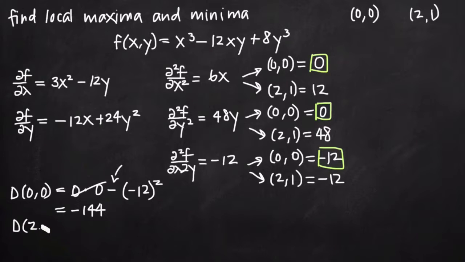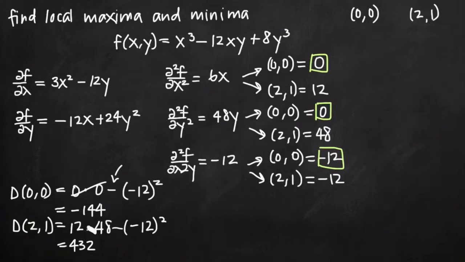D of the critical point 2, 1 is going to give us, here we take 12, we multiply it by 48, and then we subtract quantity, negative 12 squared. So we just plugged in 12, 48, and negative 12 in the same way that we plugged in 0, 0, and negative 12. And when we simplify here, we're going to get a value of 432.